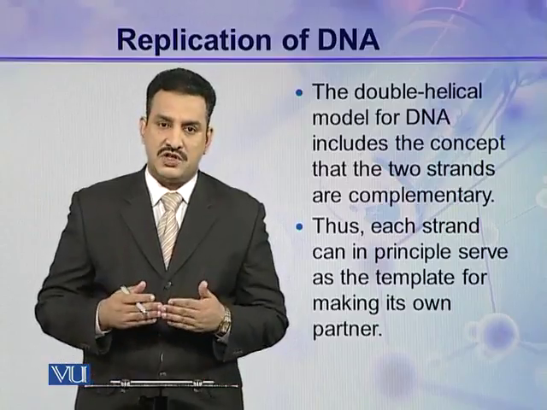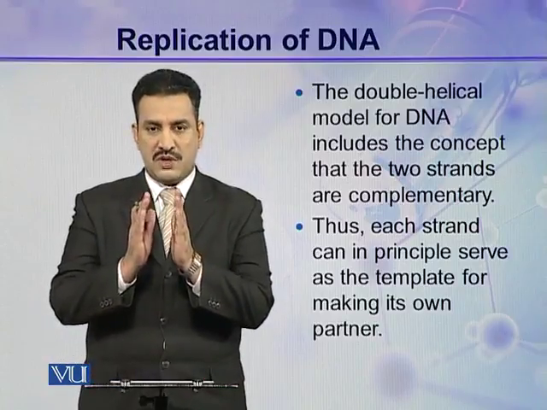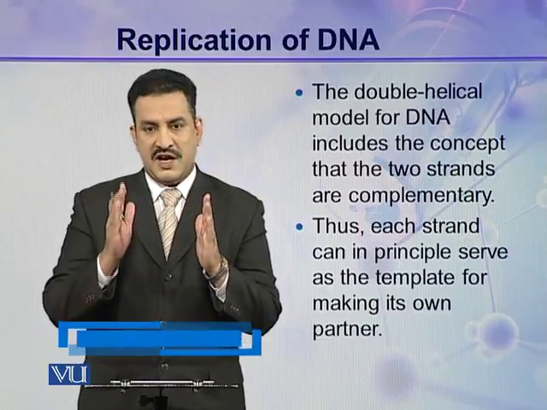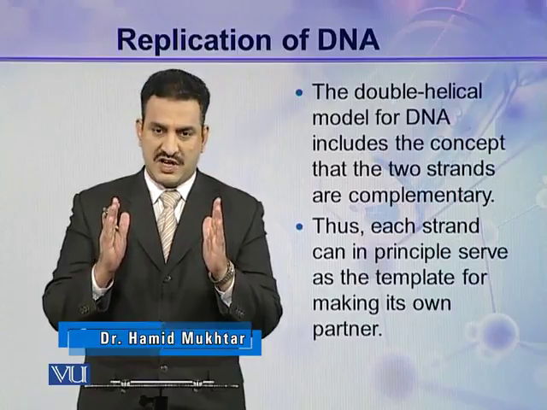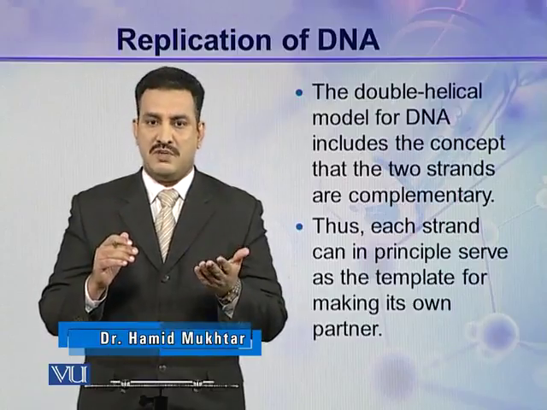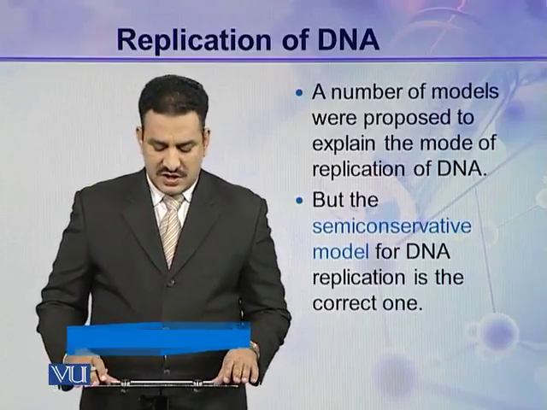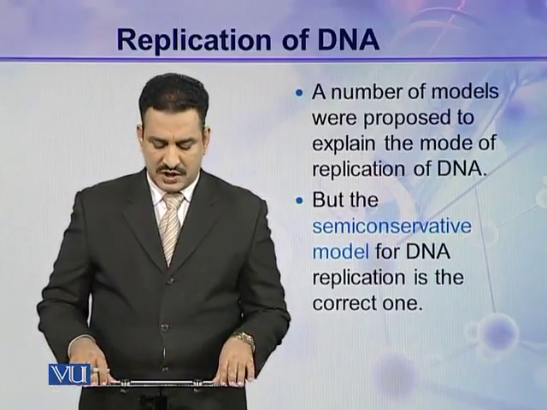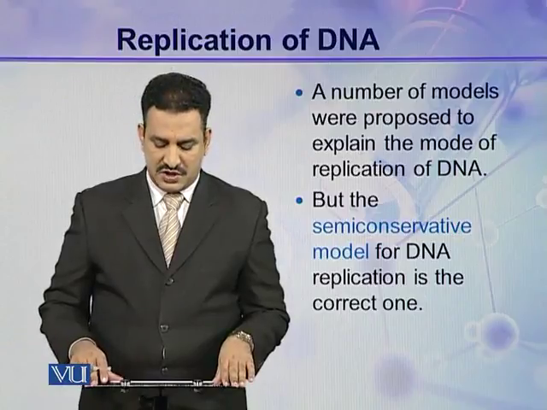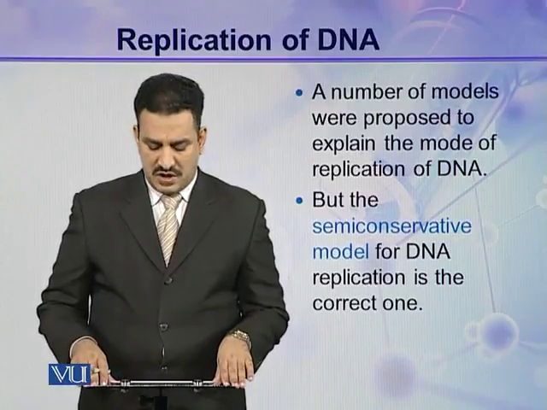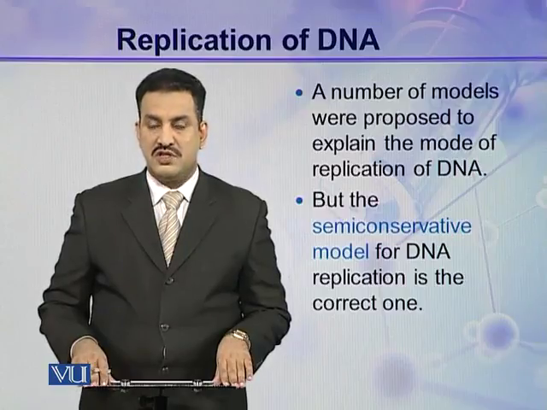So during replication, these two complementary strands get separated, and each of those strands can make its own complementary strand. A number of models were proposed to explain the mode of replication in DNA. But the semi-conservative model for DNA replication is the correct one.